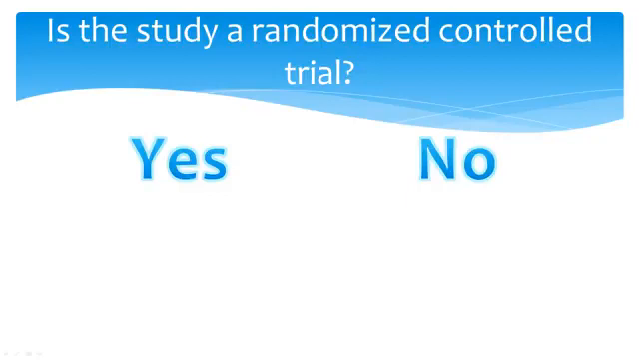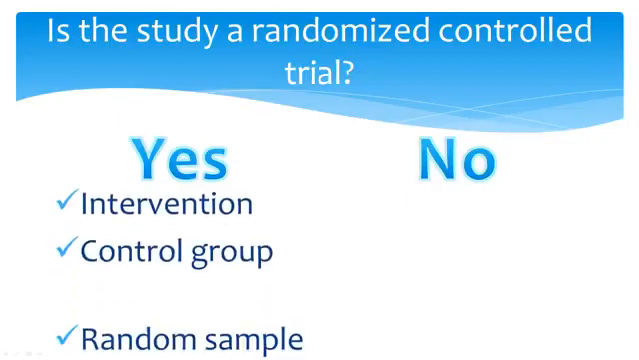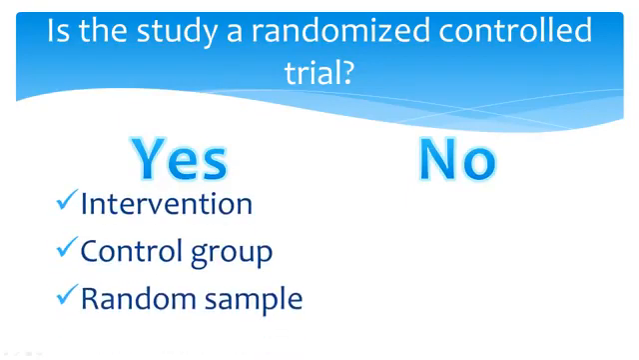Randomized controlled trials have three key components: a random sample, a control group, and an intervention. If your study is truly a randomized controlled trial, it should say in the abstract and/or the methods section of the article. If it doesn't say, then it is likely that the study is either descriptive non-experimental or quasi-experimental. You can tell the difference by looking into the methods section further.